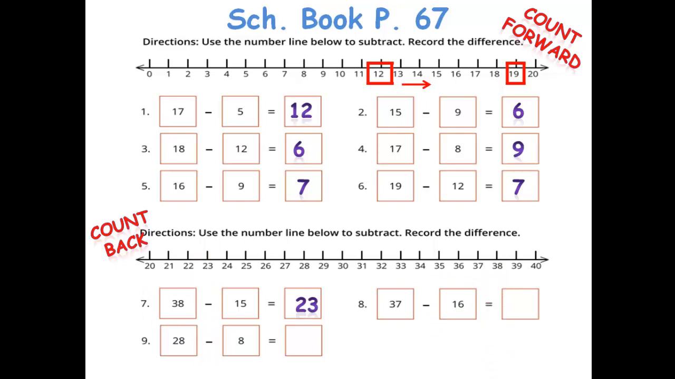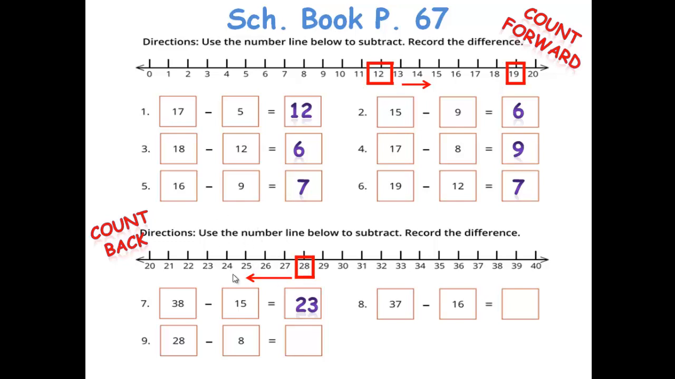28 minus 8. I know that all of you will say the answer without using the number line, but please, my dear students, we need to practice on the number line. So what number should I start with here? I should start with 28. Here we are. And then I'll put my finger on 28. And then which way will I walk? Backward. You see my red arrow? Backward, that way. So let's start counting together.